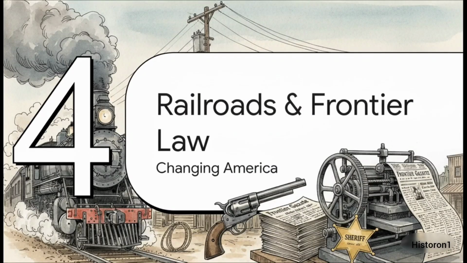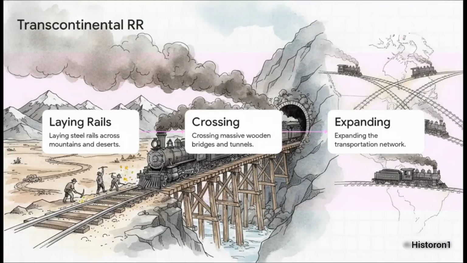Which brings us to Section 4, Iron Horses and Frontier Law. Constructing the Transcontinental Railroad was an absolutely monumental feat of engineering. Step 1 was the back-breaking work of laying steel rails across unforgiving mountains, deserts, and wide valleys. Step 2 saw these pathways crossing massive wooden bridges and carving through dark mountain tunnels. And Step 3 was the ultimate result, dramatically expanding the nation's transportation network.